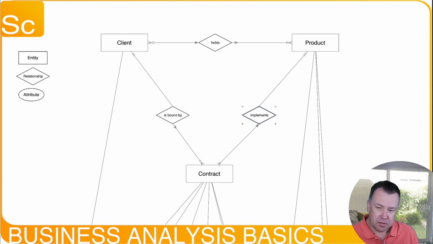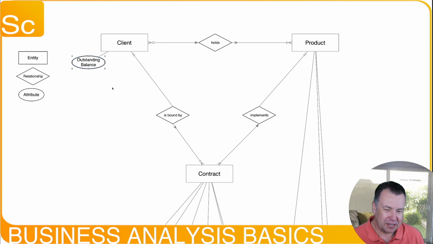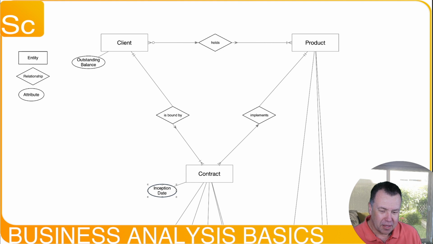So the attributes that we might need to know about these various things for a client, we obviously need to know more than just an outstanding balance, but an address, bank account details for billings, and so on and so on. I've just put that outstanding balance there in this example.